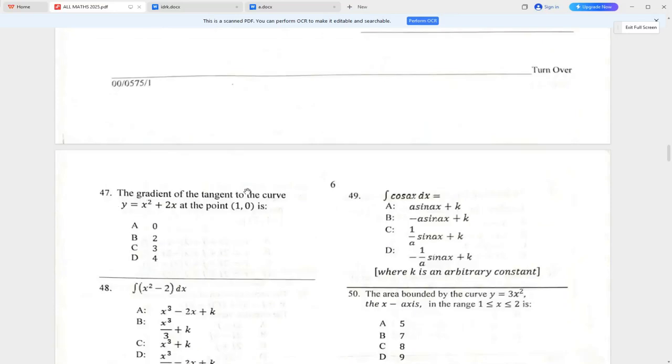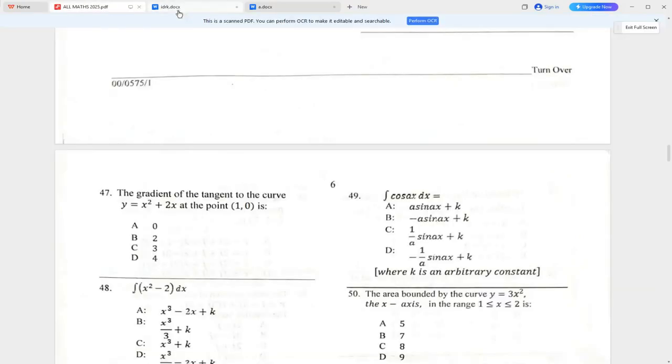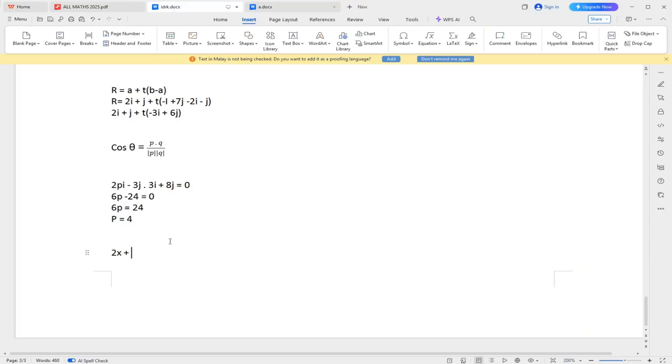Alright, question 47. The gradient of the tangent to the curve y is equal to x squared plus 2x at the point (1, 0) is. To do this, you have to start by differentiating the equation of the curve, which in this case is x squared plus 2x, and we substitute the values of this point. To differentiate, we bring down the power of x and reduce the power by 1. That's going to give us 2x, and the differentiation of 2x is 2.